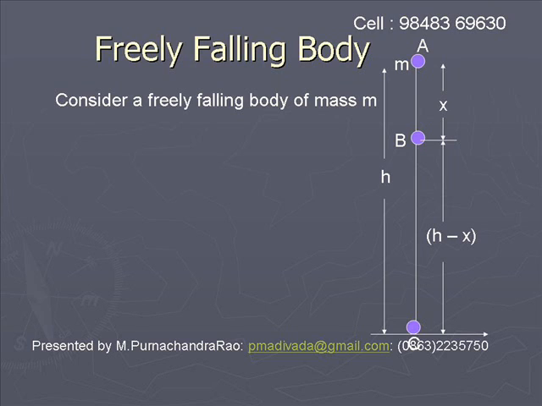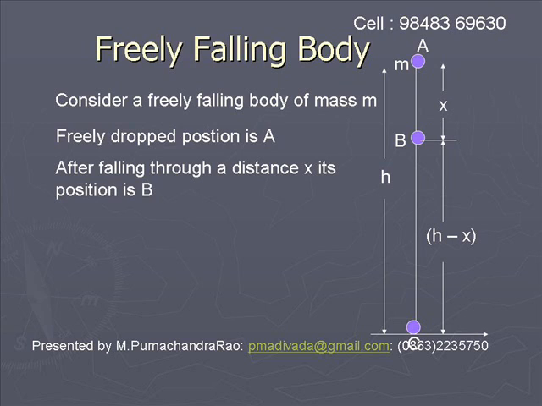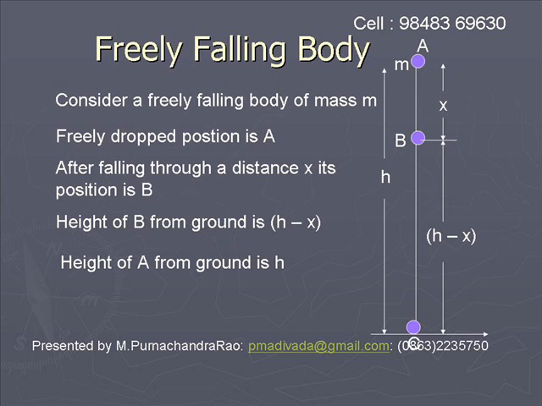Let us consider a freely falling body, and let us take three positions. 1. When it is dropped, that position is indicated by A. Let us suppose the mass of the body is m. It is dropped from the position A. After coming down through a distance x, suppose its position is B, and its height from that position is h minus x, where h is the total initial height. Just before touching the ground, the position is say C. Then its height will be 0.